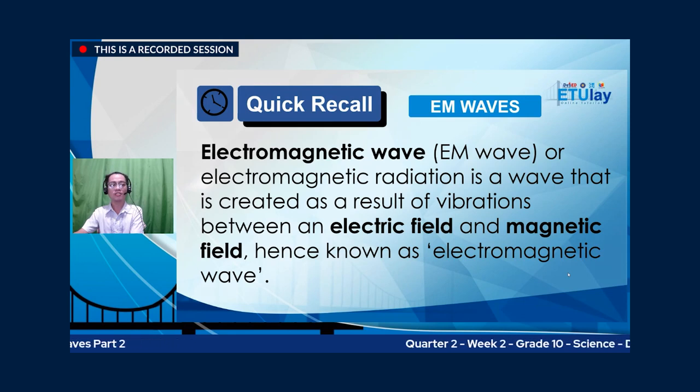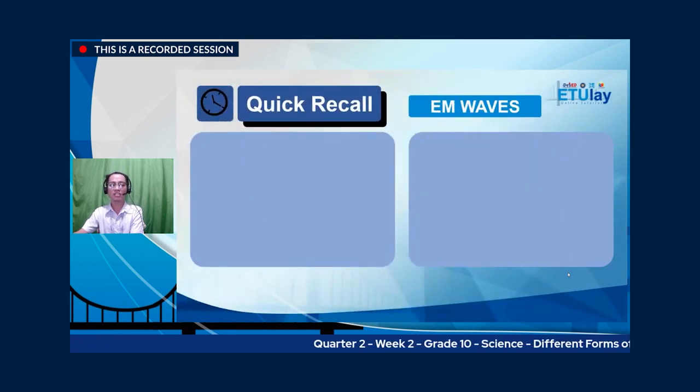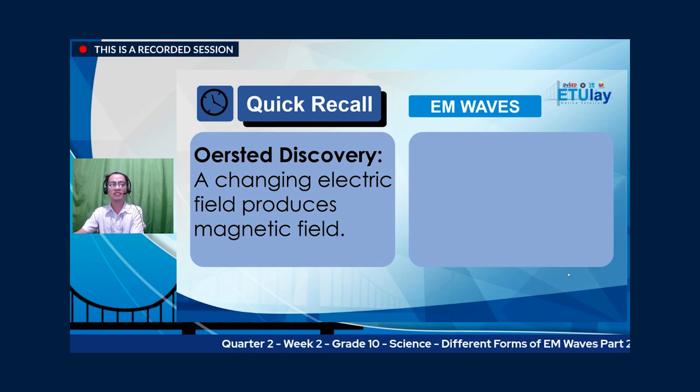Try to recall also that it was Hans Christian Ørsted, a Danish physicist and chemist, who discovered that electric currents create magnetic fields, which was the first connection found between electricity and magnetism. Kaya ang discovery ni Hans Christian Ørsted ay a changing electric field produces magnetic field.